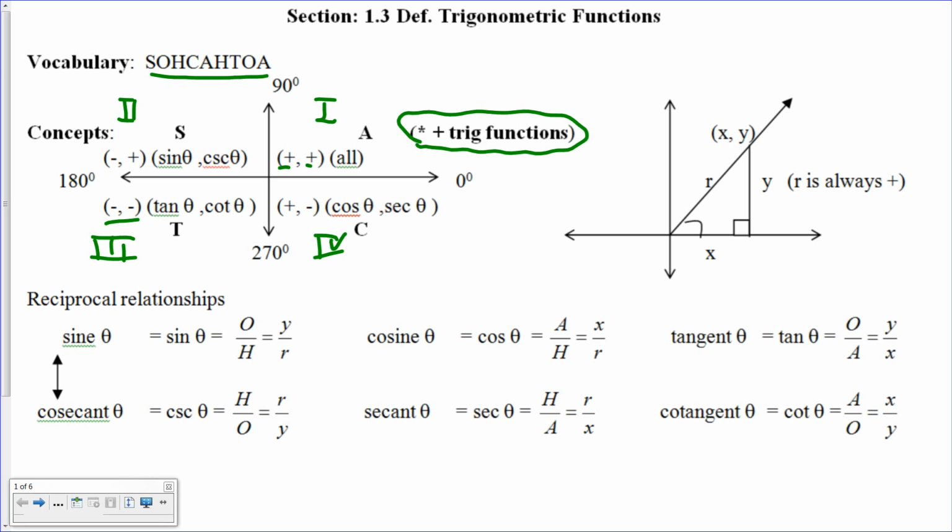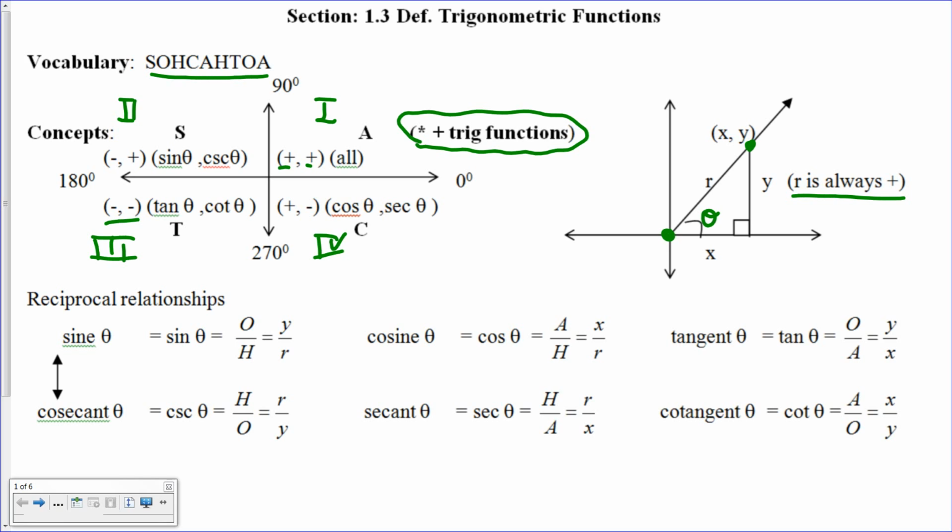Shifting to this other side, we're going to use this drawing quite often. If you had a point x, y, and an angle theta, you're going to see that you have an x coordinate, a y coordinate, and an r, and r is going to be the distance from the origin to the point. Since distances are always positive, your r is always going to be positive. X and y could be positive or negative, r is always going to be positive.